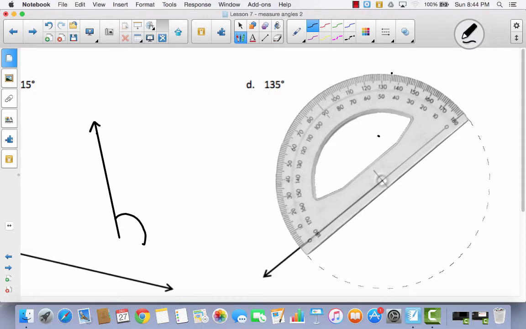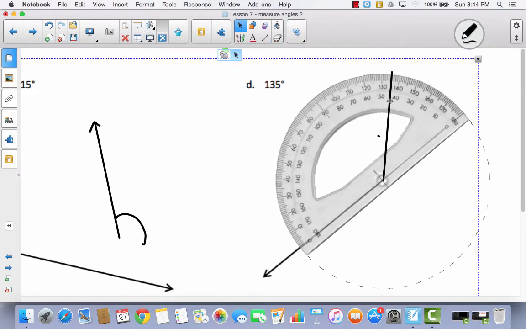And then we're going to use our protractor as a straight edge so that we can make the second part of our angle so that we have two rays that are attached to the vertex. So I'm going to use my line tool so it looks nice and straight, starting here and go right straight down to the vertex.